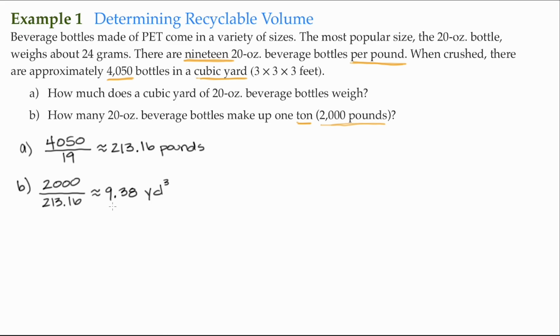So there's around 9.38 cubic yards in a ton, but that's not what we want to know. We want to know how many bottles there are in a ton. Well, if there's 4,050 bottles in a cubic yard and we have 9.38 cubic yards in a ton, all I have to do is multiply this by 4,050. And that comes out to be 37,989 bottles.